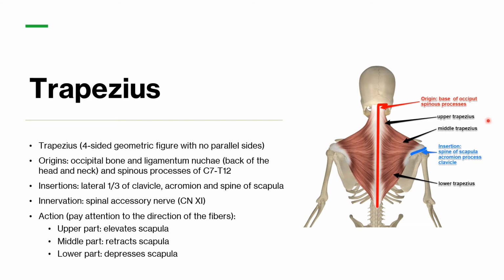And what does it do? This is where you have to pay attention to the direction of the fibers. So the upper part elevates the scapula. The upper part's fibers run upward. So when these fibers shorten, they elevate the scapula. The middle part retracts the scapula. These fibers shorten and they bring the scapula together posteriorly. The lower part depresses the scapula. So these fibers run downward. So they pull the scapula down.